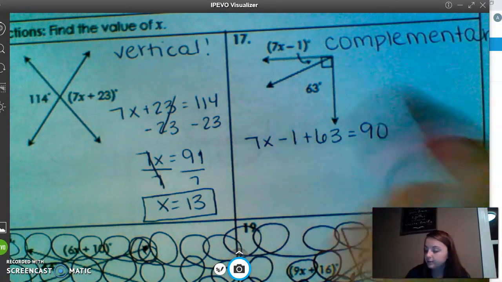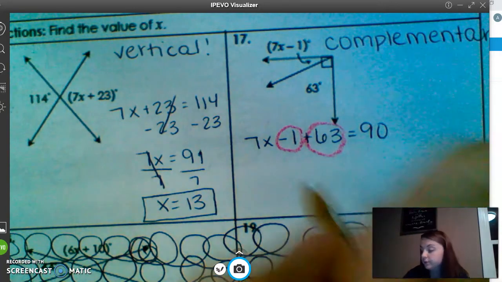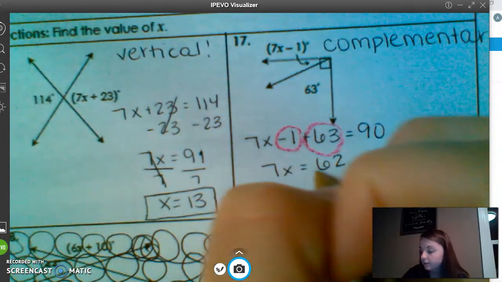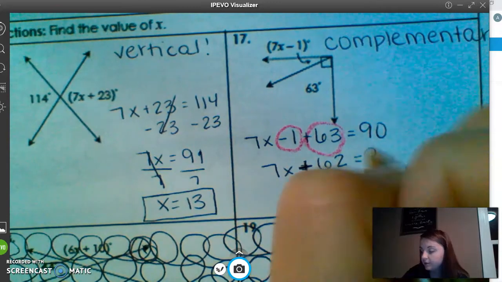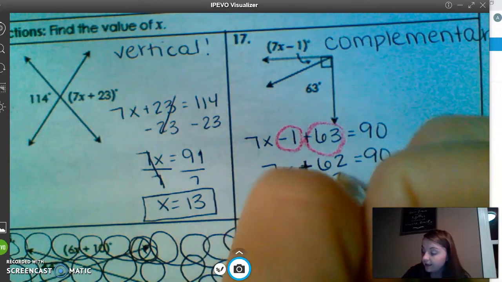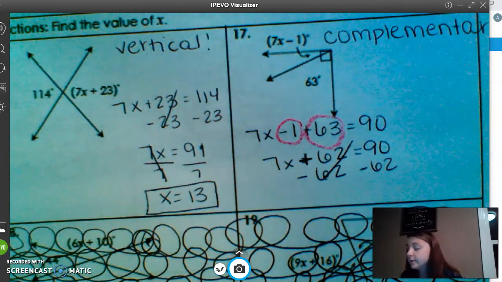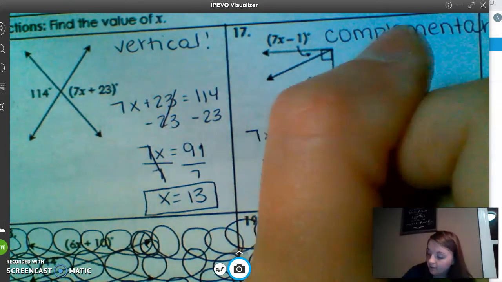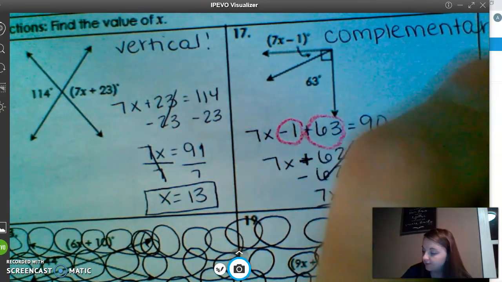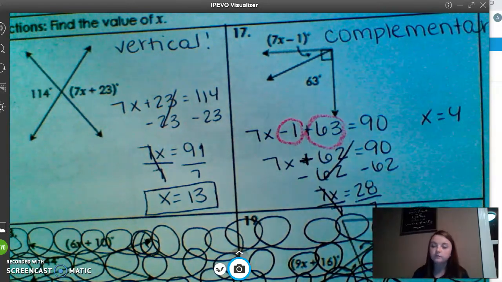Well, I have like terms. I've got -1 plus 63. Well, that's 62. So now I've got 7x plus 62 equals 90. And then to solve, I would subtract 62 from both sides. When I do that, I'm going to get 28. So 7x equals 28. Divide by 7 on both sides, and x equals 4.